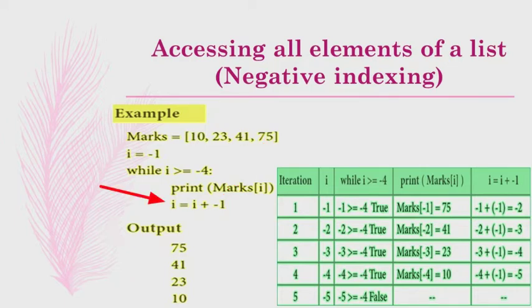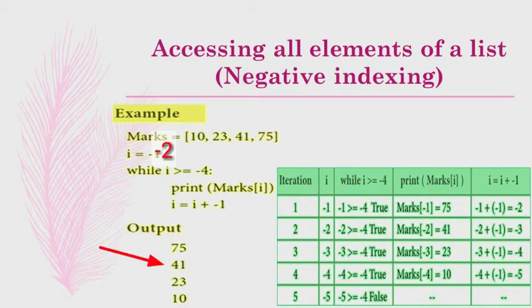Next, update the value: I is equal to I minus 1. So I value is what? Minus 1. So minus 1 minus 1 is minus 2. So this I becomes minus 2. Okay, again check the condition. Minus 2 is greater than or equal to minus 4. Minus 2 is greater than minus 4. So this condition also true. So you have to print the marks of minus 2. What is the value? 41 will be printed on the output screen.